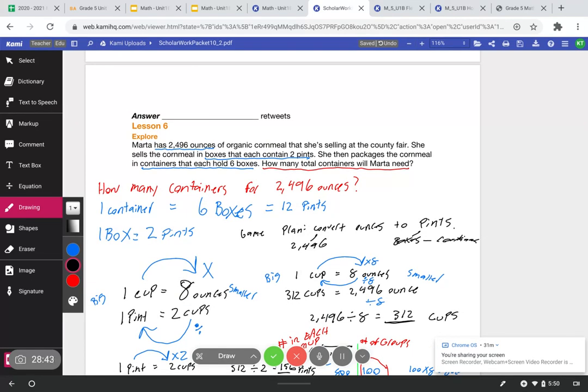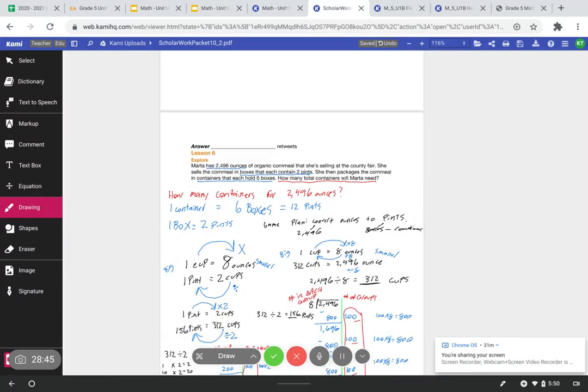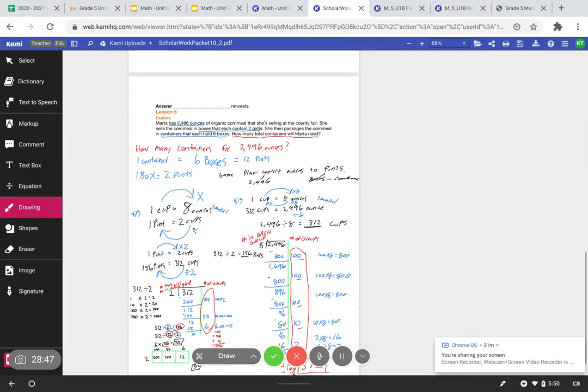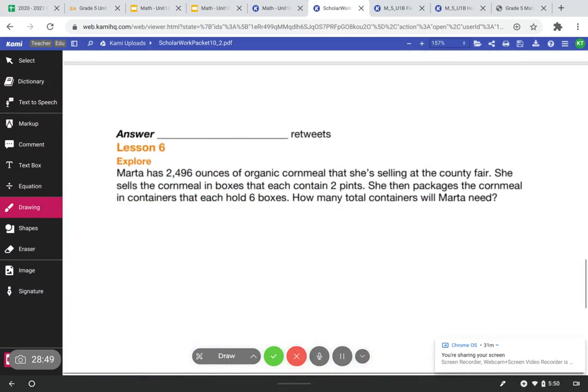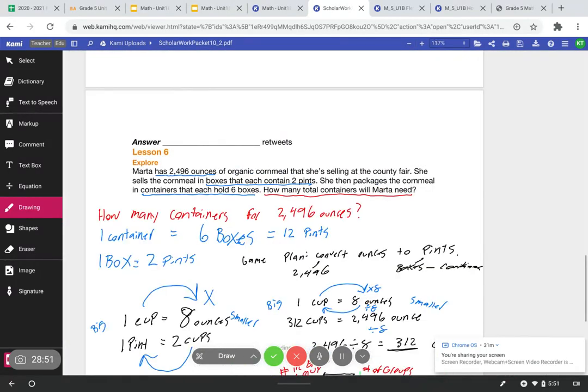Oh my goodness, we're not done. I just did all this work and we're not done yet? Are you serious? Y'all, be grateful for difficult questions because they give us the opportunity to practice and master our new concepts, what we're learning in math. So I'm grateful for this hard problem because it's giving me a lot of practice. So we need to find out how many containers.